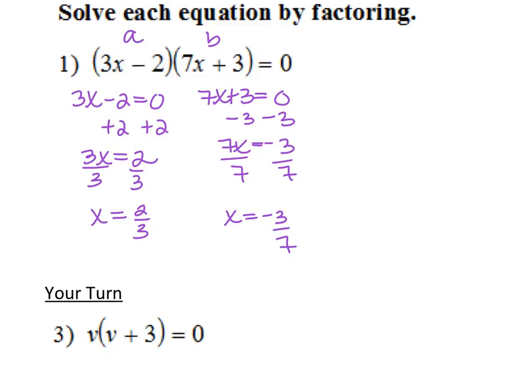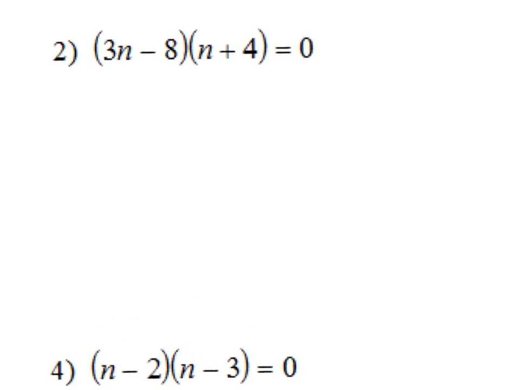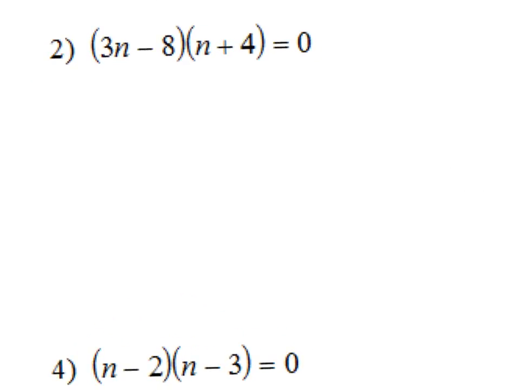And so those are your two answers for your problem. Let's try one more example, shall we? Let's go to problem number 2. And so problem number 2, again, I have two products and they equal 0, so I'm just going to split them apart. So I'm going to have 3n minus 8 equals 0, and I'm going to have n plus 4 equals 0.